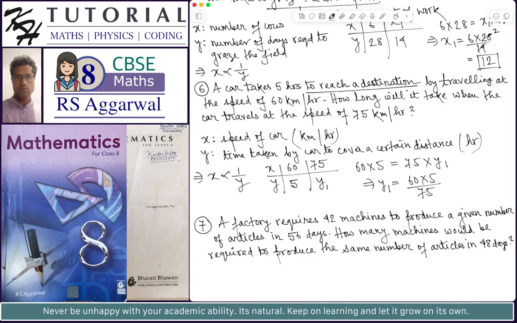Okay, so this is 5, 15 and 4. So this is equal to 4 hours. When the car is traveling at a speed of 75 km per hour, it will take 4 hours to reach the same destination. Now you can see that when the car was traveling at 60 km per hour, it was taking 5 hours. When the car is traveling at 75 km per hour, the speed has increased, so definitely the time taken will be less. So we have the answer 4, and 4 is definitely less than 5.